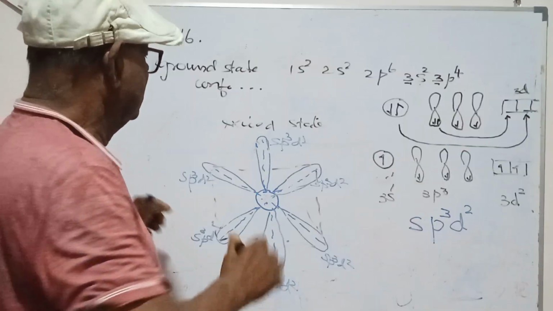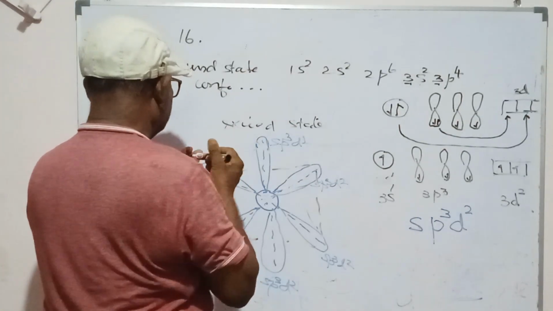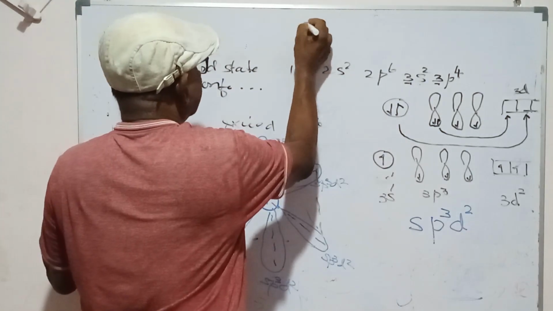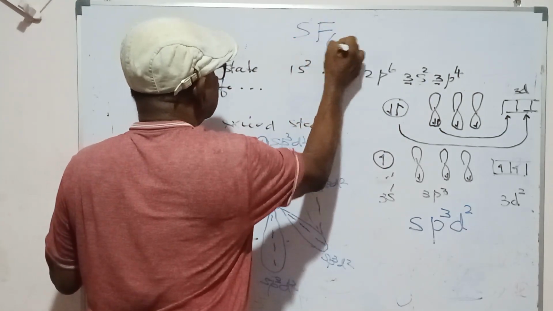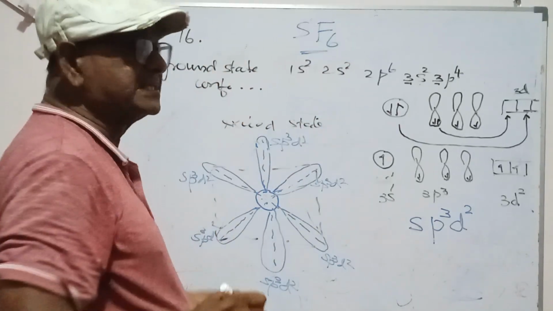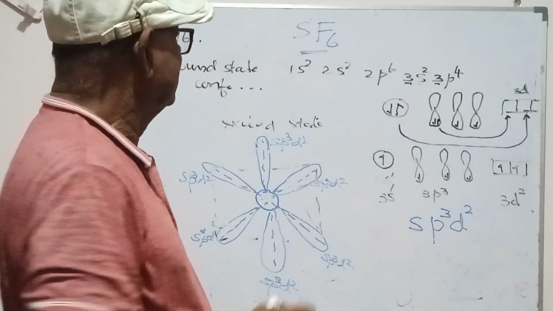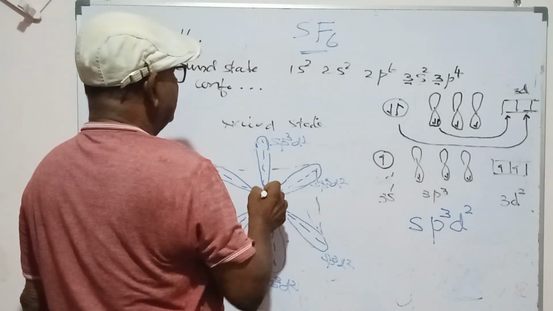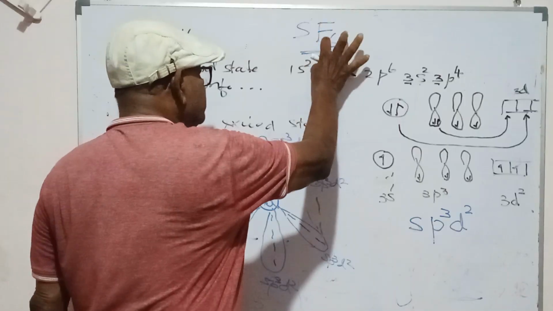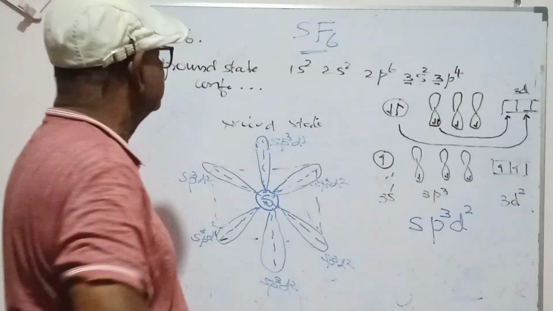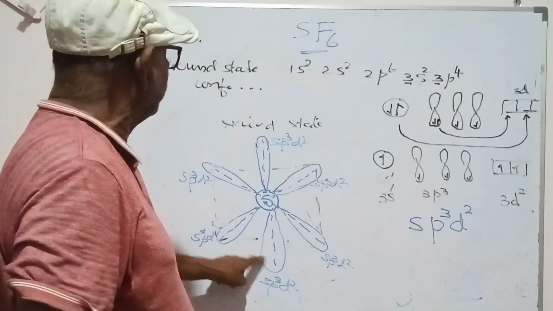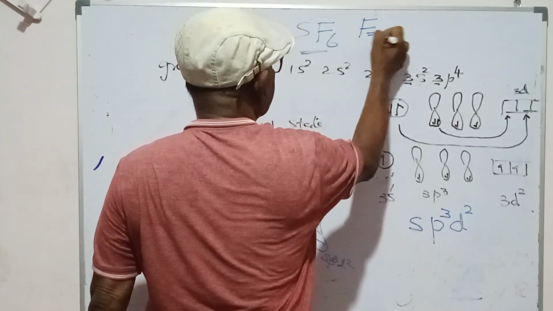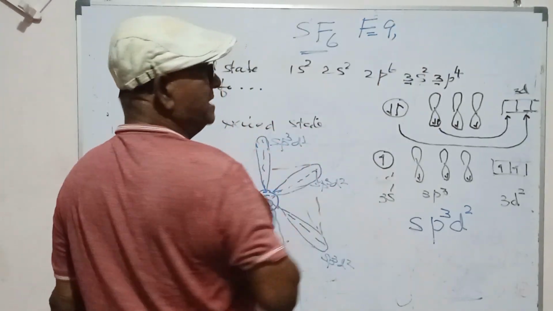Now we are considering the molecule SF6, sulfur hexafluoride. Sulfur atom here, this is the nucleus of sulfur. It forms 6 bonds with fluorine atoms 1, 2, 3, 4, 5, 6. Then fluorine has the atomic number 9.